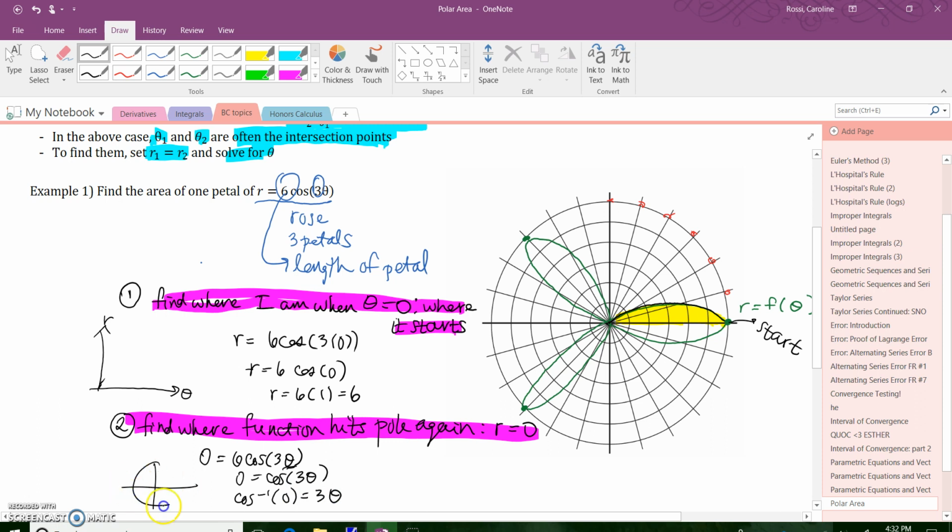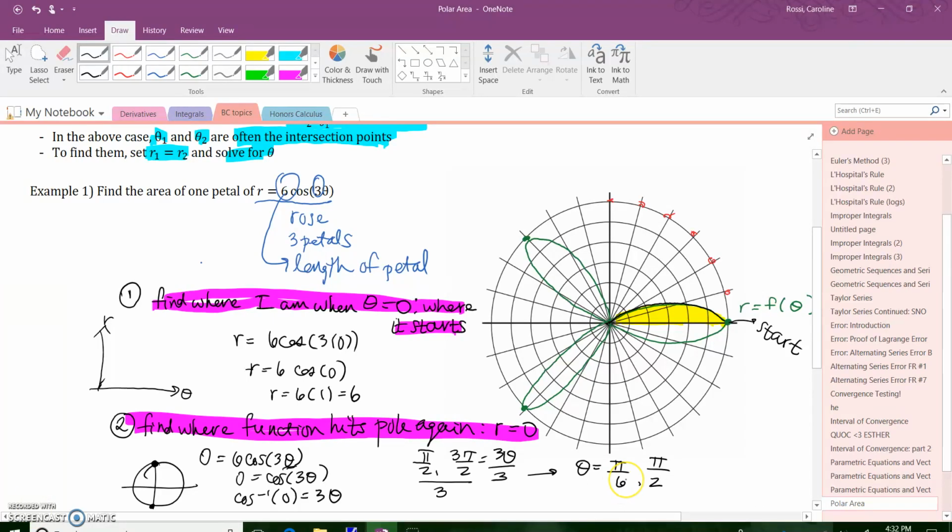Okay, on my unit circle, I want to know whenever cosine is 0. That would be here and here. So I have pi over 2 and 3 pi over 2. That equals 3 theta. In order to get theta alone, let's divide by 3. So then theta would be pi over 6 and 3 pi over 2 divided by 3 would just be pi over 2.